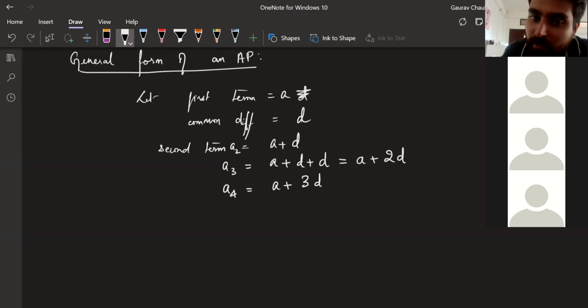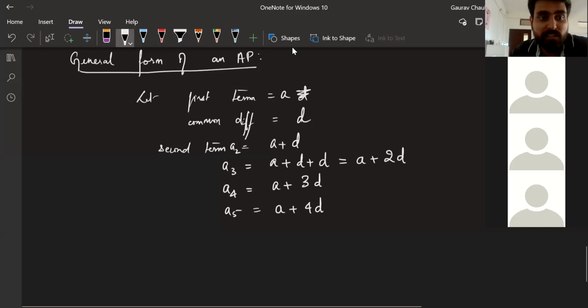A plus 3D. Fifth term will be how much? A plus 4D. Perfect. So, and so on and so forth. We can continue like that. Yeah. So now what's 2A plus B?